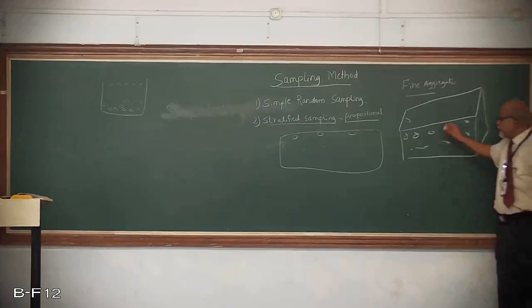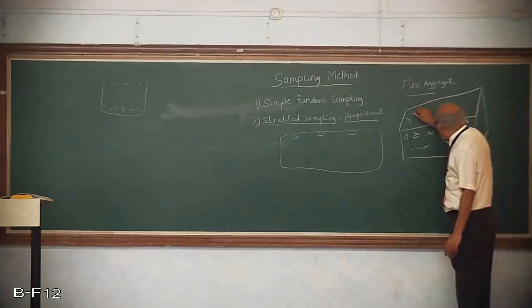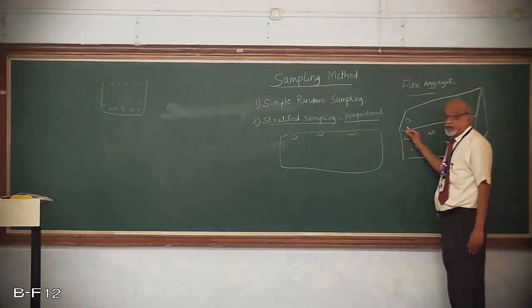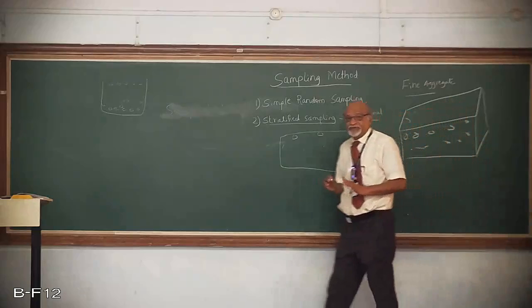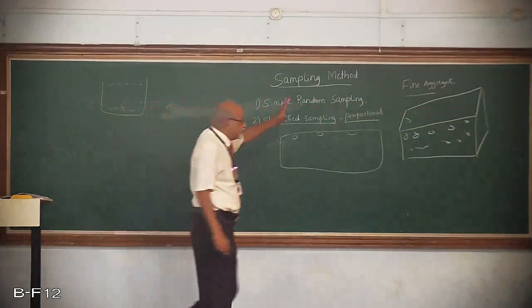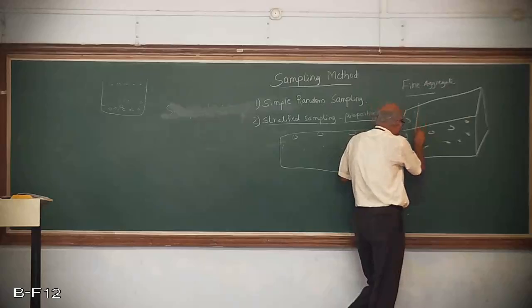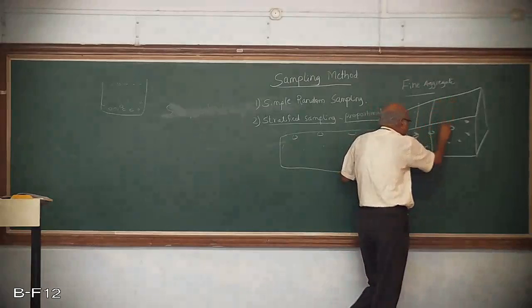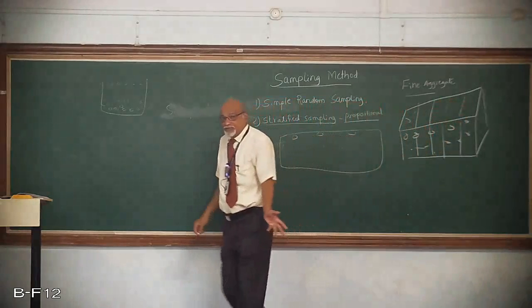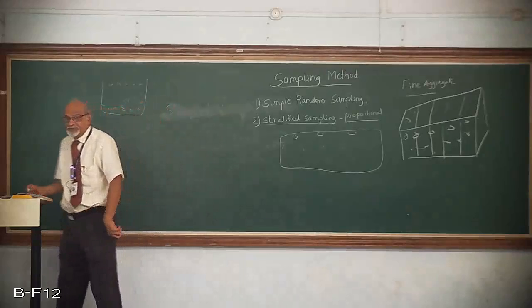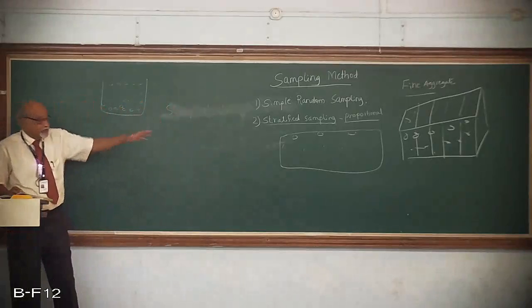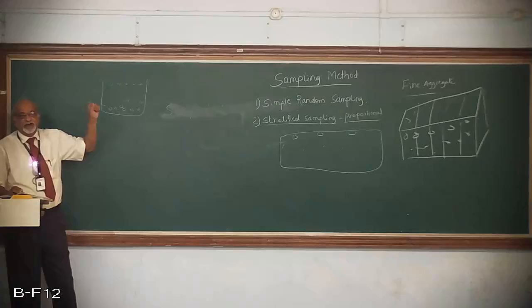So here I will make them into groups, because the total lot is divided into sublots. What is happening in the case of stratified sampling? The entire lot is divided into sublots, like this, and from each sublot the samples are taken in proportion to those sublots. Try to understand and distinguish this.